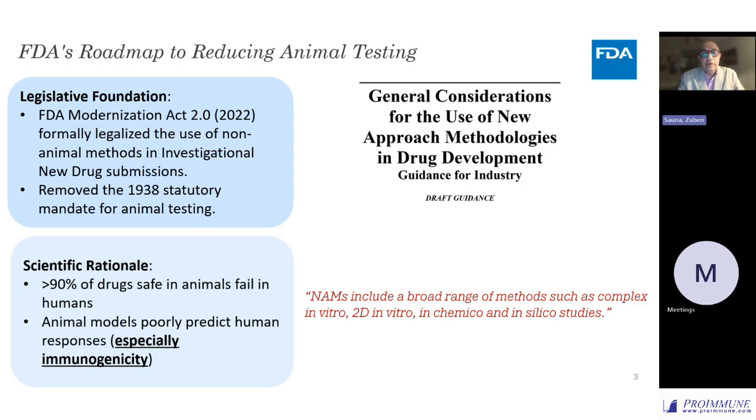There is not a guidance yet, but there is a draft guidance for general considerations for the use of new approach methodologies in drug development, which can be downloaded from the FDA website. NAMs is an umbrella term that includes a broad range of methods such as complex in vitro, 2D in vitro, in chemico, and in silico studies. And we will go through some of these specific methods as they apply to immunogenicity risk assessment.